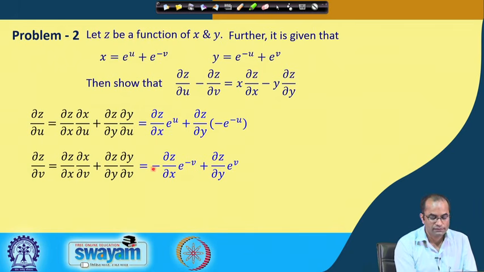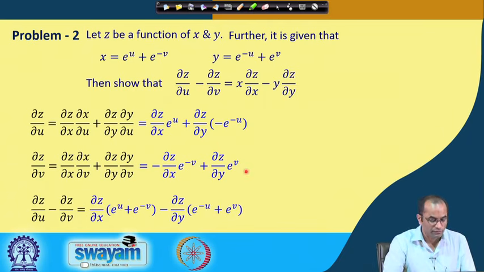So, we will get minus e power minus v, and then we have here y with respect to v. So, this will become e power v, which is written here. And now, since we want to get the difference of these two partial derivatives, we will take this difference here, and then del z over del x, here this will become plus. So, del z over del x, when we take common, it will be e power u plus e power minus v. Similarly, here when we take these two terms common with minus sign, again e power minus u plus e power v will come.